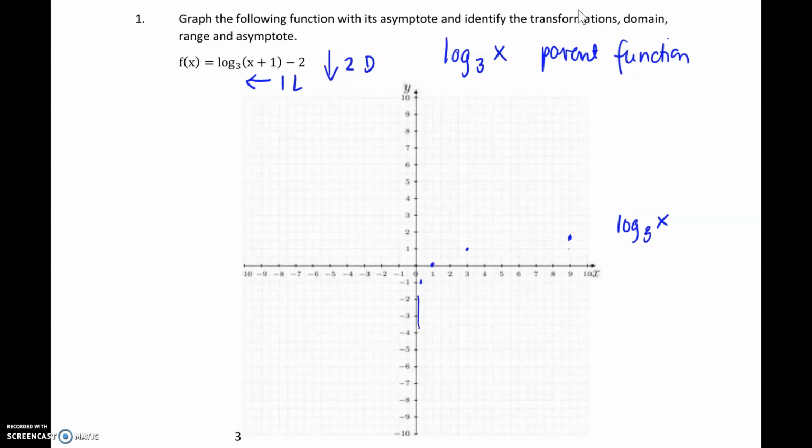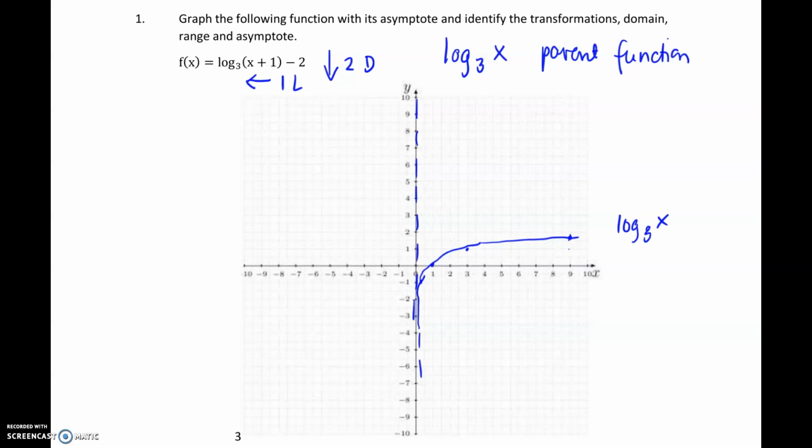Our vertical asymptote is at y equals 0. Actually, x equals 0. So here's our vertical asymptote. Now we're going to do the transformations. We're going to take each point, take it 1 left and 2 down.